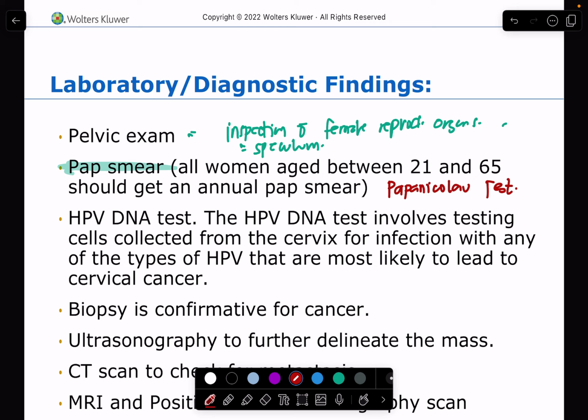And they will collect cells. Okay? So, magko-collect sila ng cells coming from the cervix. Okay? And of course, these collected cells will be sent and tested under the microscope to look for abnormalities.